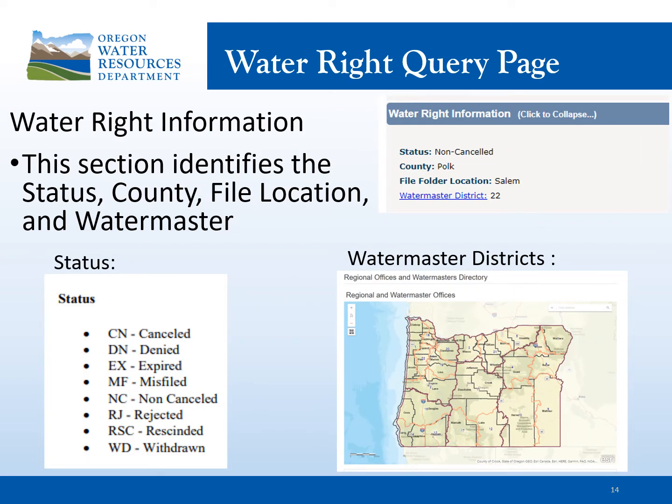In the Water Rights Information section, you will find two key pieces of information. The first is the status of the water right, and second, the Water Master District in which the right is located. There are a variety of statuses for water rights. They include canceled, denied, expired, misfiled, non-canceled, rejected, rescinded, and finally withdrawn. If you have a question about the status of a specific water right, you can contact the customer service group for information related to that right.